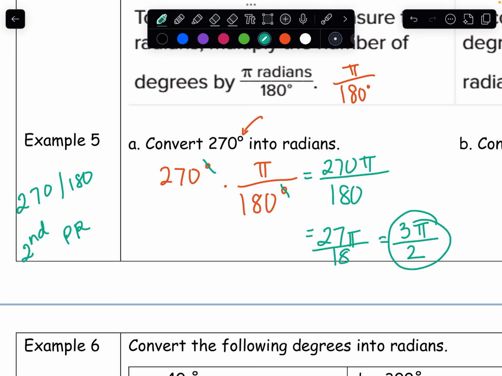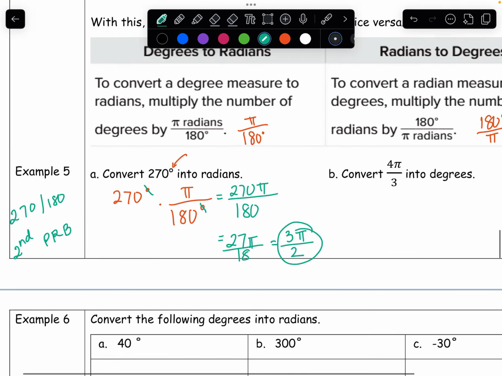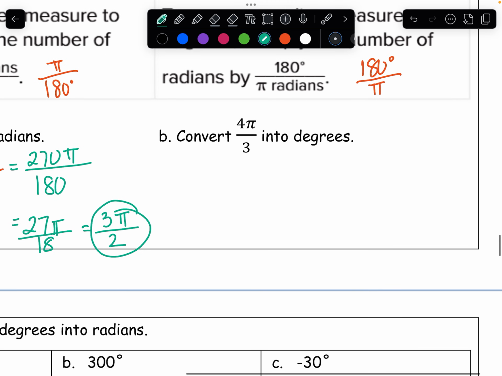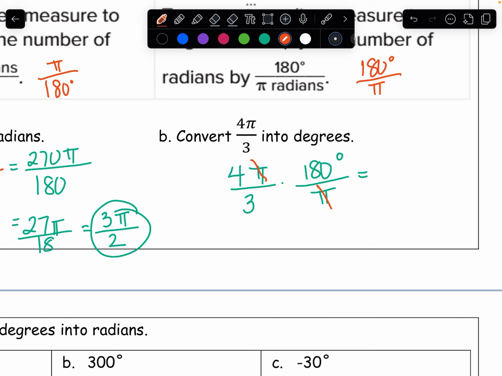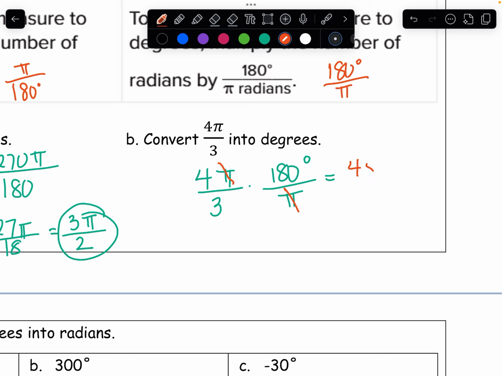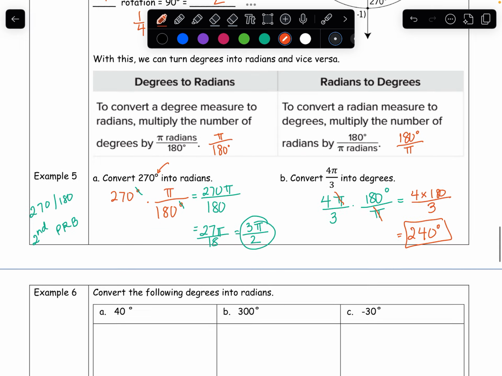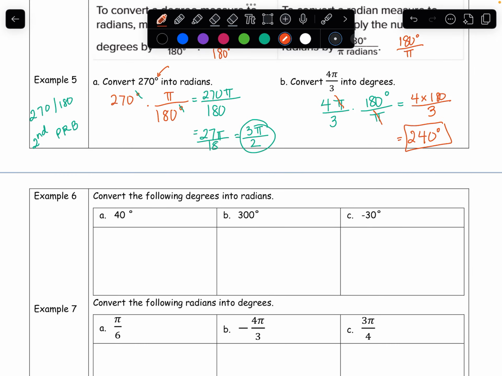PRB to convert it. And so we're going to do B, converting 4 pi over 3 into degrees. So 4 pi over 3, again, we want to cancel out that pi, so the pi is going to go on the bottom. We have 180 degrees. Again, the pi's cancel, which is what we want. So we get 4 times 180 over 3, which is 240 degrees. So there's our answer. Okay, let's go on to the next page.